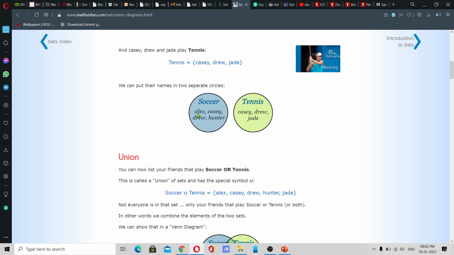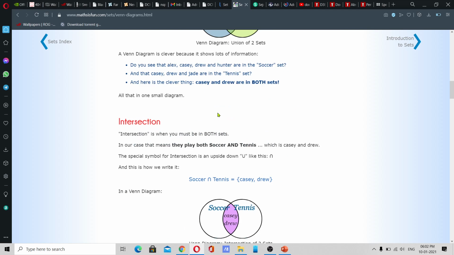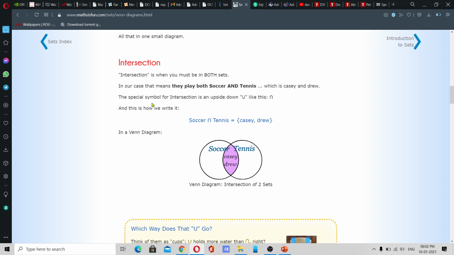If you verify the names here, in soccer there will be Alex, Casey, Drew and Hunter. These are the names of the persons who like to play soccer. And here also there are three persons who are interested in tennis. If you look closely, you can see that two persons play both soccer and tennis. That is common to both areas. So it can be written like this: two circles intersect, and a certain area will be within both lines. One set represents soccer, another represents tennis. The two persons who play both games are Casey and Drew.